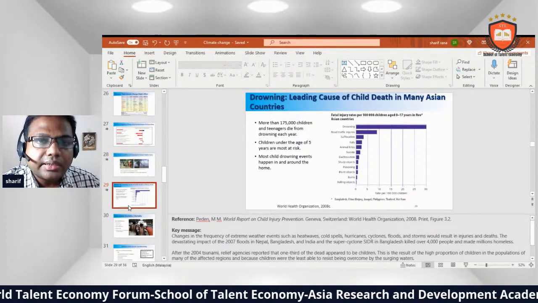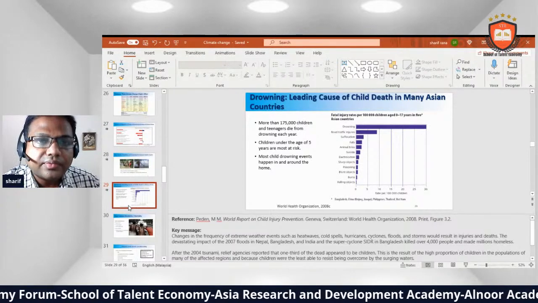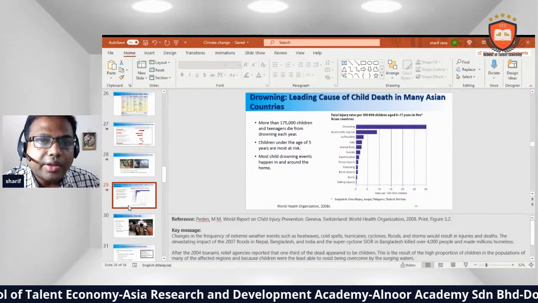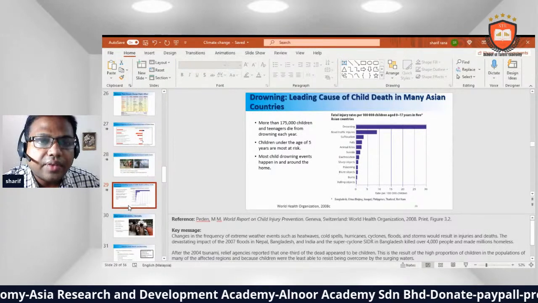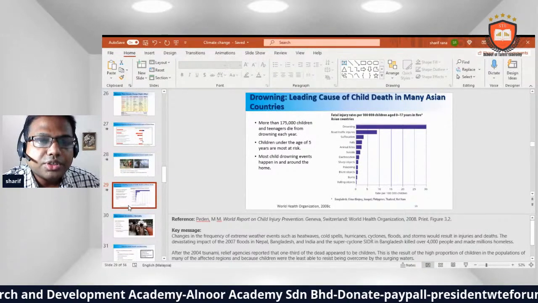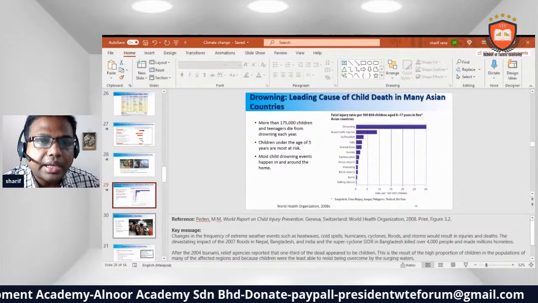More than 175,000 children and teenagers die from drowning each year. Children under the age of 5 years are more at risk. Most child drowning events happen in and around the home.